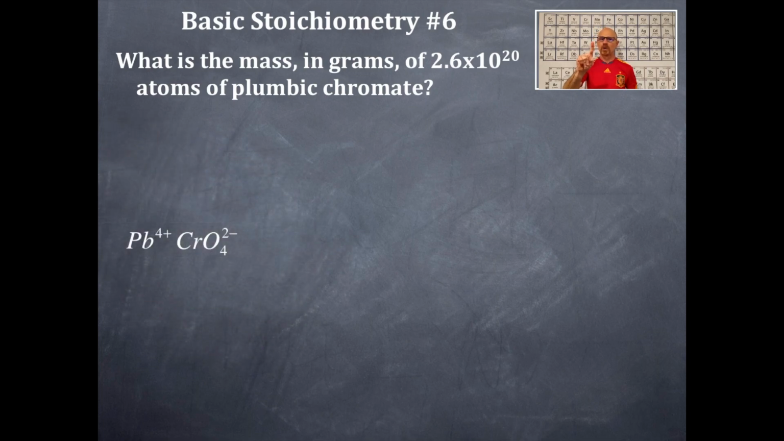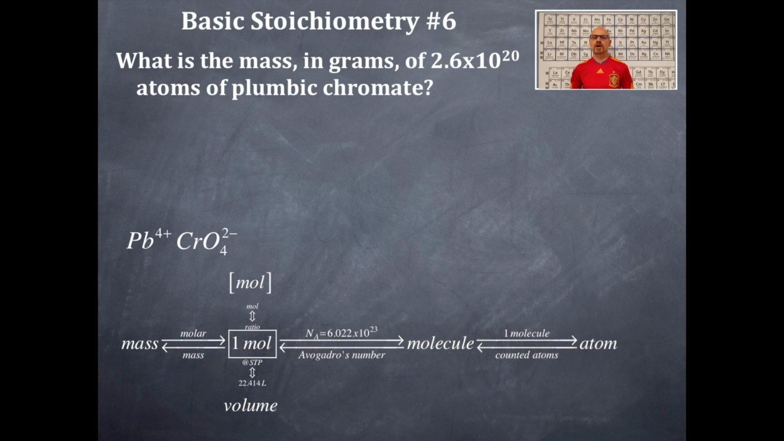You're going to take that 4, you're going to take that 2. You're going to take the absolute value of those numbers, flip them, bring them down, and then you have to reduce them. So your final formula is going to be Pb(CrO4)2 with a 2 outside. Okay? All right, fantastic. Hopefully that worked for you.